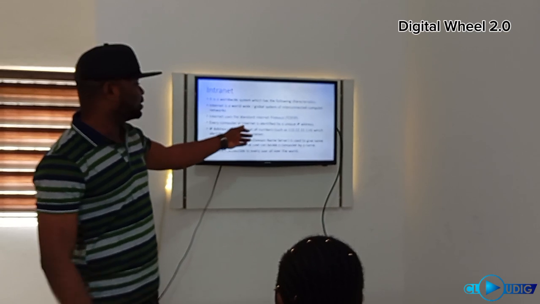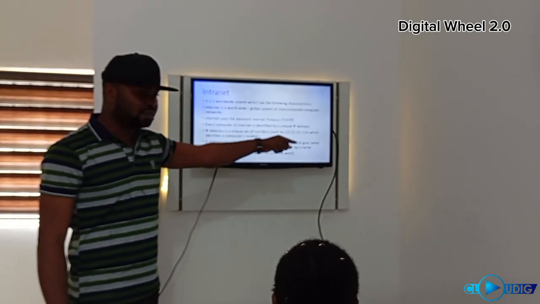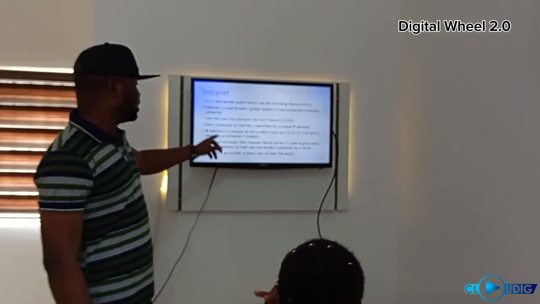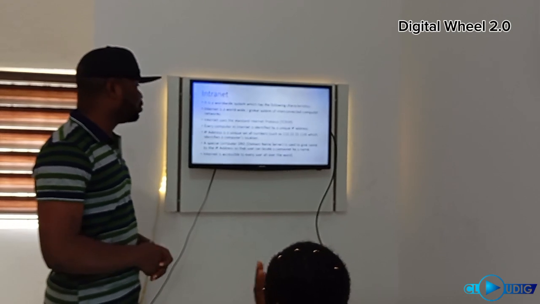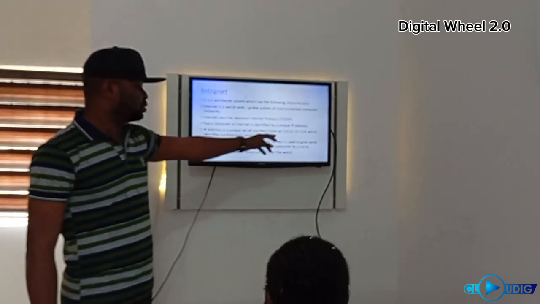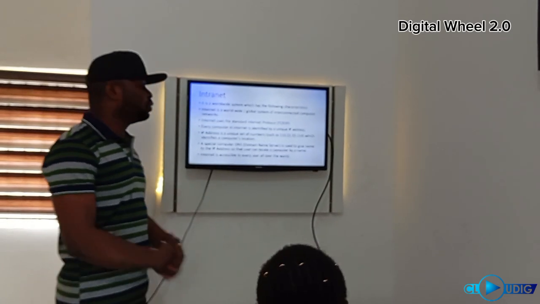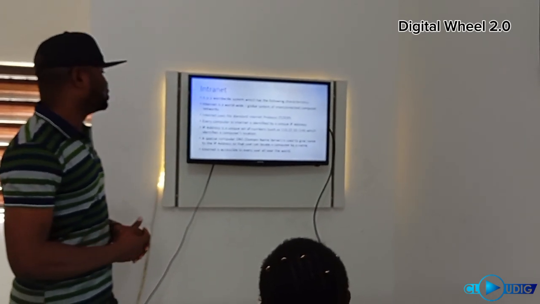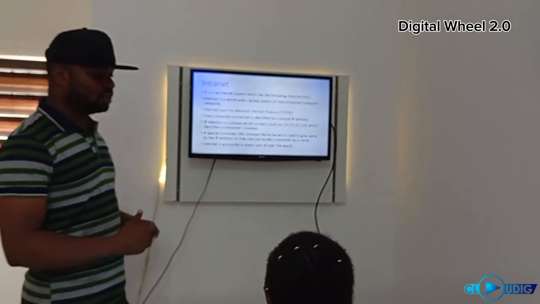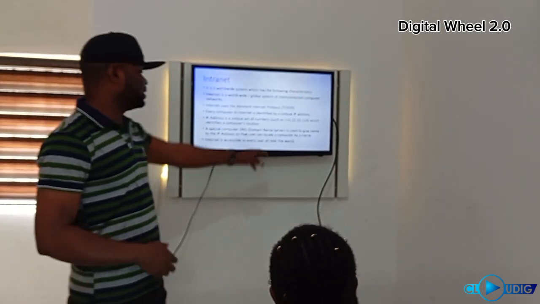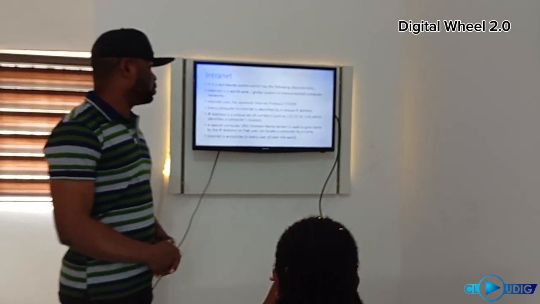So every computer on the internet is identified by a unique IP address, like I said. And then we say an IP address is a unique set of numbers, such as 110.22.33.114, which identifies a computer's location. So without this IP address, the computer's location cannot be known.